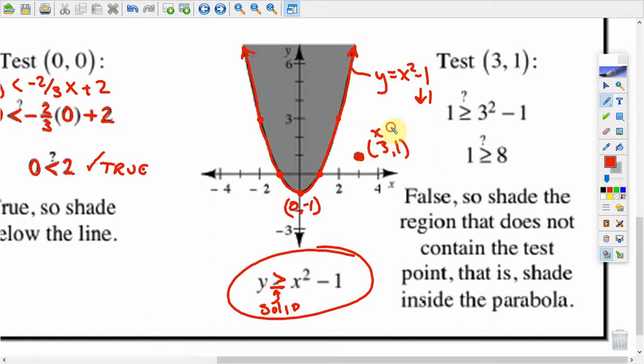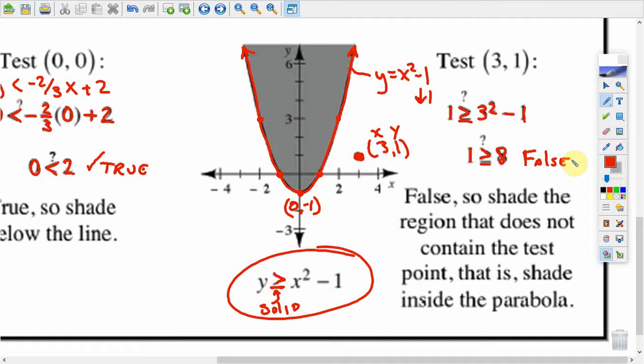So when you plug in 3 for x, 1 for y, you end up with 1 is greater than or equal to 3 squared minus 1, which is 1 is greater than or equal to 8, which is false. So it must be shaded in the other direction.